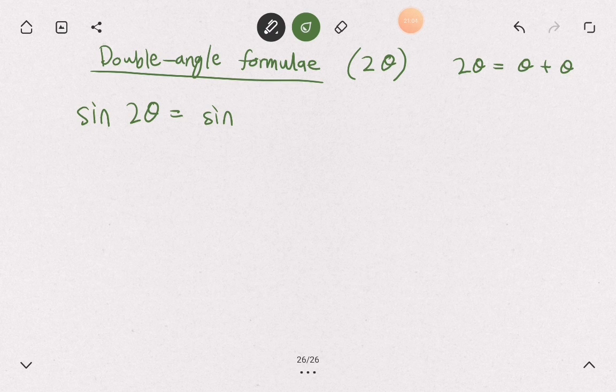If you have an angle times 2, you can also write it as angle theta plus theta. Say for example 30 times 2 is 60, so 60 equals 30 plus 30, right? The 60 is 2 theta, and the theta is 30. So that's it. We are just using this fact, and when you write it down, sine 2 theta equals sine theta plus theta, which is this thing here.